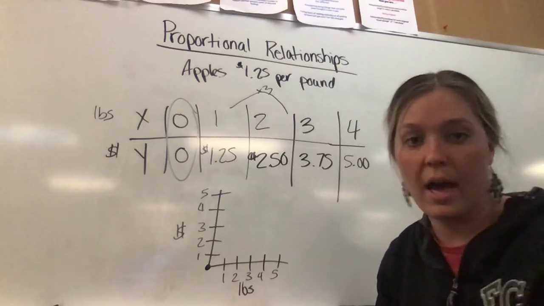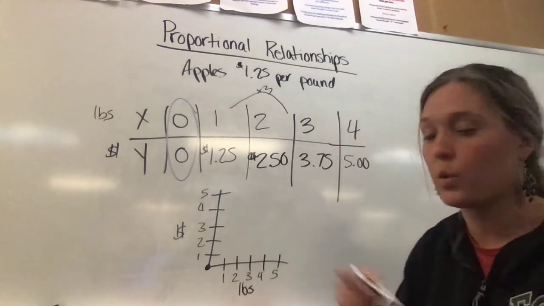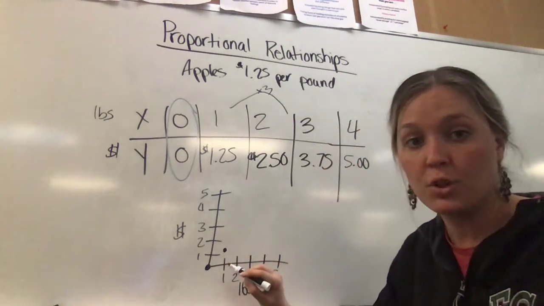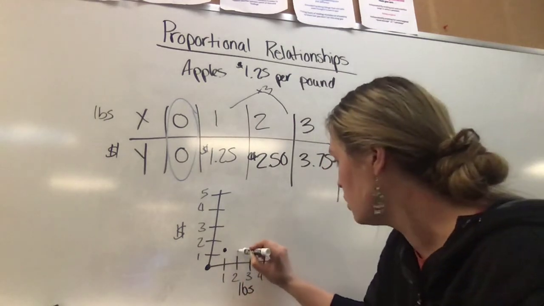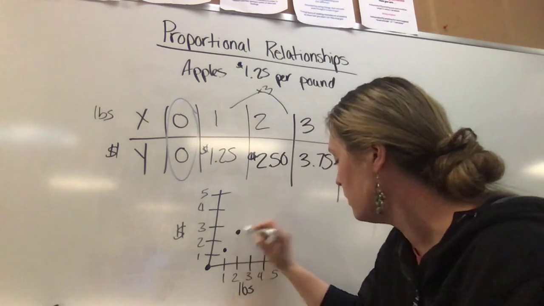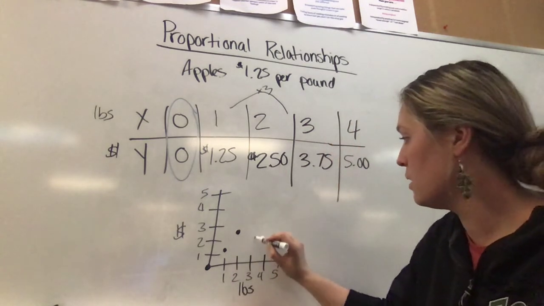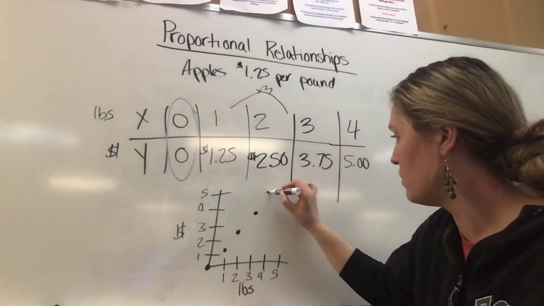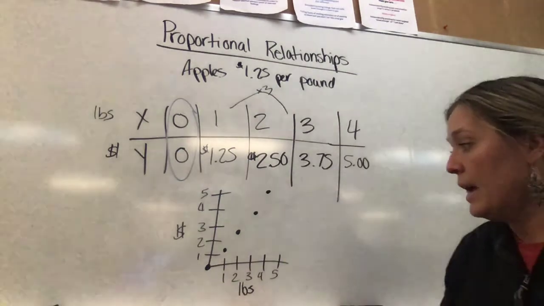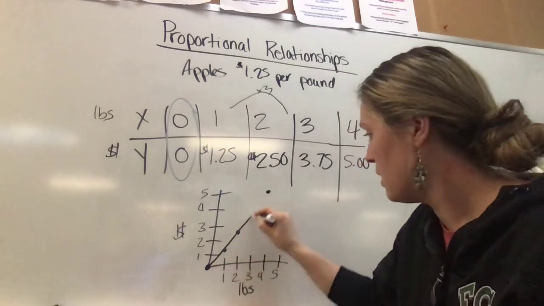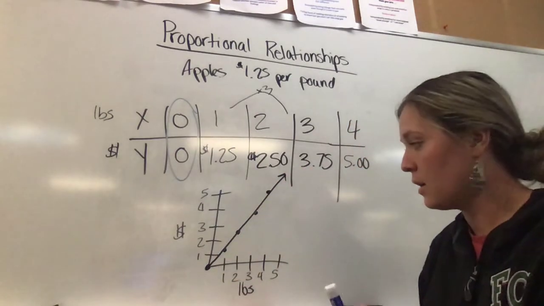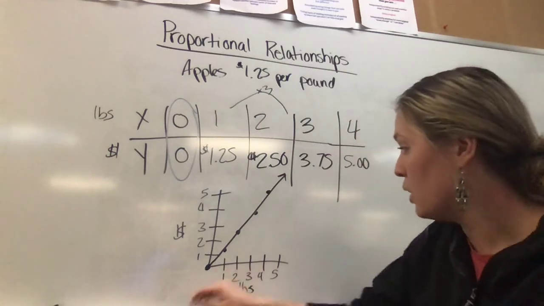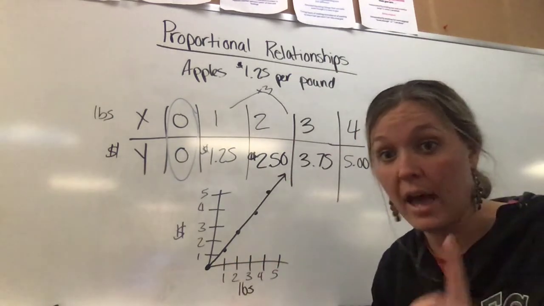I have 1 pound is 1.25. 2 pounds is 2.50. 3 is 3.75. 4, which would be 5. Now this is a straight line, and it goes through the point 0, 0. So a straight line, that needs to be on a graph.